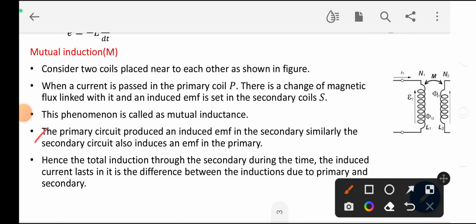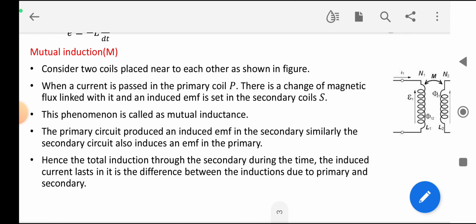The primary circuit produces an induced EMF in the secondary. Similarly, a secondary circuit also induces EMF in the primary, as I just said. Hence the total induction through the secondary coil during the time the induced current lasts is the difference between the induction due to the primary and secondary. As time passes, the current decreases, and the same holds in the primary coil also.